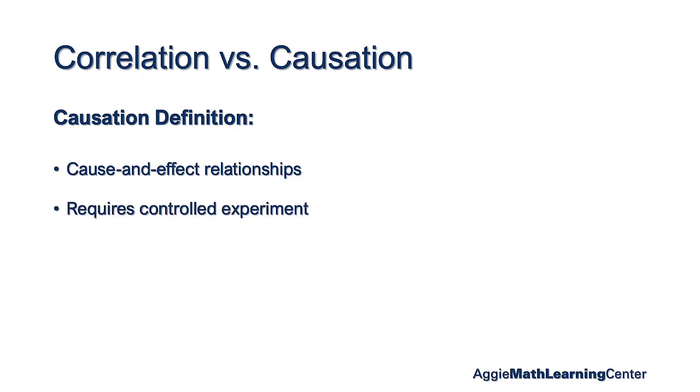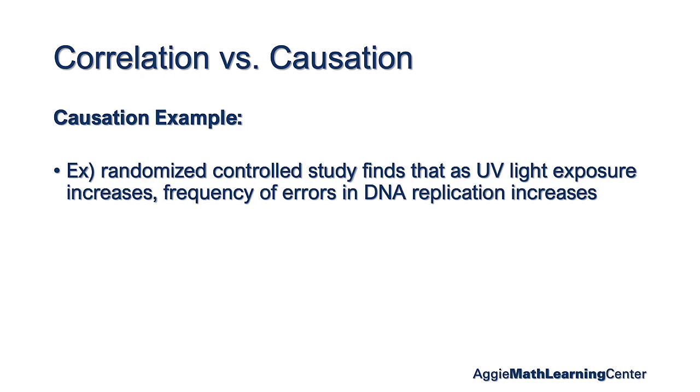Causation, on the other hand, is a term which refers to the cause and effect relationship between two variables, as revealed only through well-designed, controlled experiments. An example of a causal relationship would be if a randomized controlled study collected data indicating that there was a positive relationship between UV light exposure and DNA replication errors. There is a positive correlation between these two variables. But since the data also comes from a controlled experiment, we can imply that greater exposure to UV light causes increased errors in DNA replication.